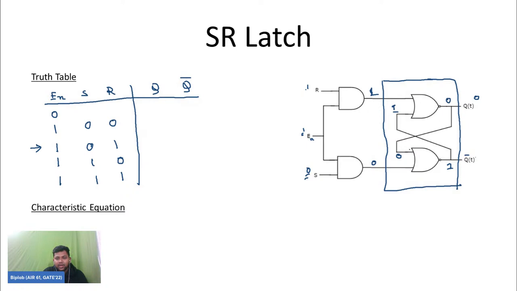So the result is always constant, the result is not changing. Our output is used as an input, but our output is constant here. That is, Q is always 0 and Q bar is always 1. Fine. So consider now this case.